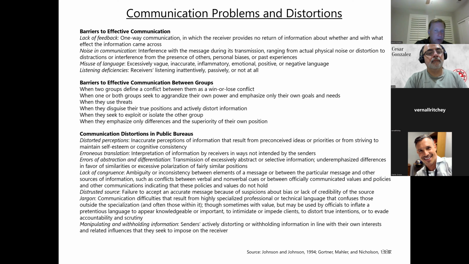They've got all these constraints from the career civil service system. They have all these constraints from the collective bargaining agreement.